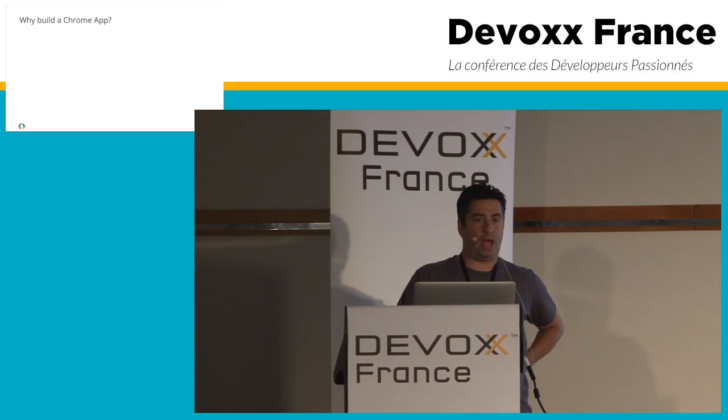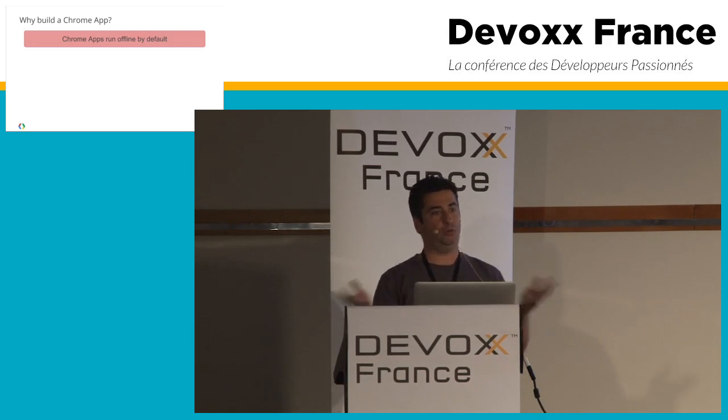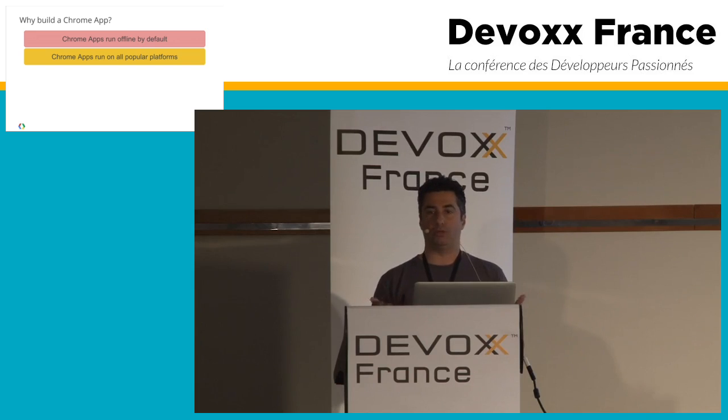So we built Chrome apps to help address some of these problems. First, they run offline by default. The way that you build a Chrome app, it's HTML5, JavaScript, and CSS, but it just runs offline out of the box because of the way you build it. We also built them to run across all of the popular platforms: Mac, Windows, Linux, Chrome OS on desktop, and then iOS and Android on mobile. I'll get to that a little bit later. So out of the box, six platforms.